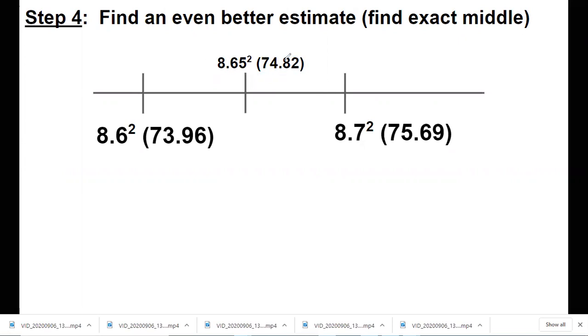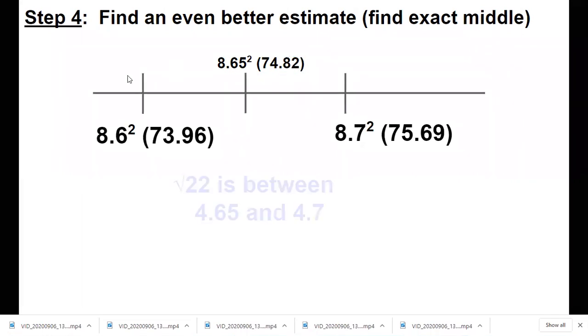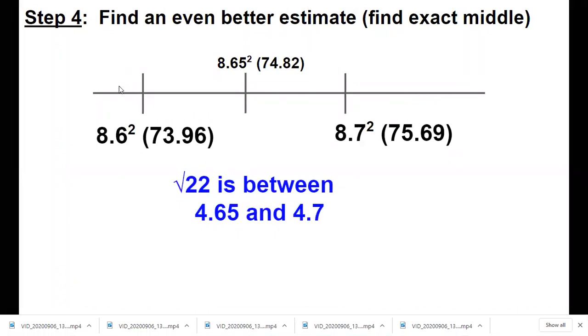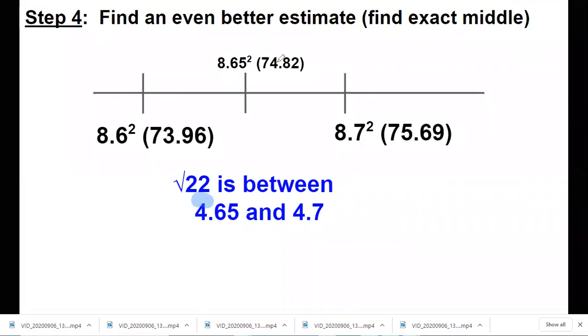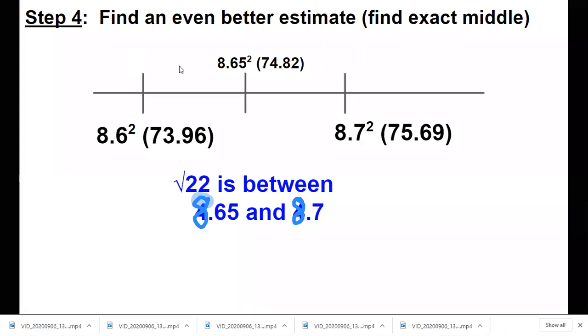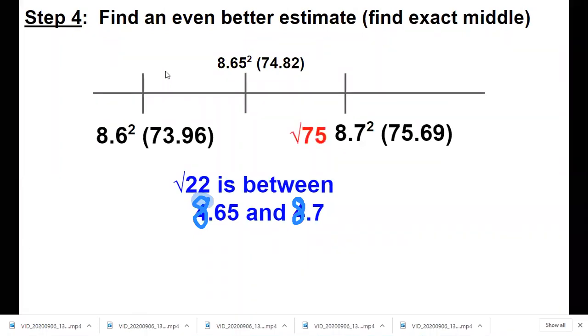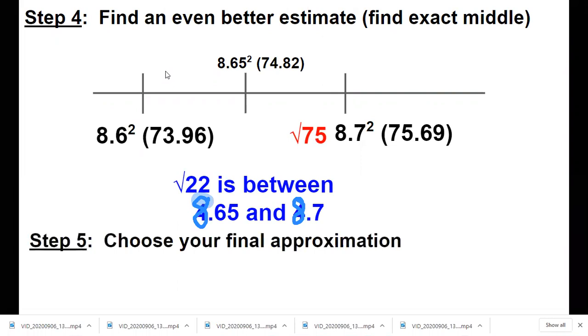So our computer should show us that here. I've designed it to do that. There's square root of 22. It's between, oh, I didn't change the number. It should say between 8.65 and 8.7. Typo there, but it should be 8.65 and 8.7. So then, choose your final approximation.